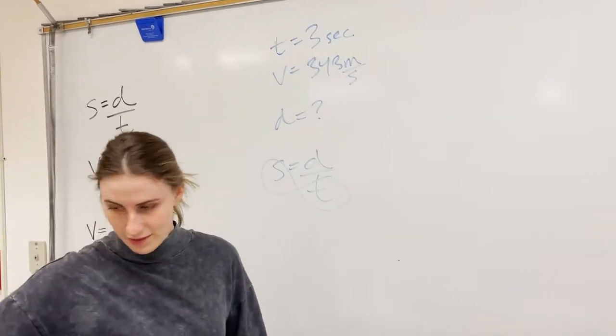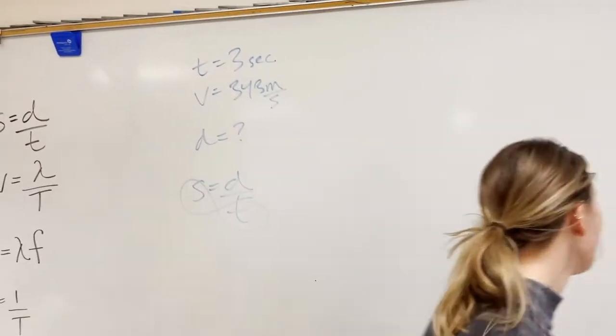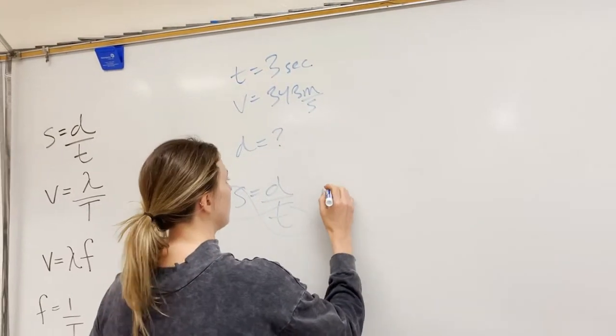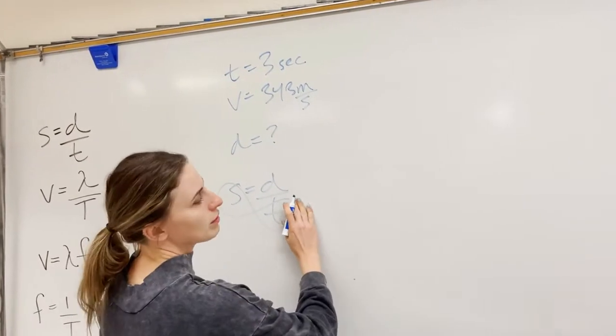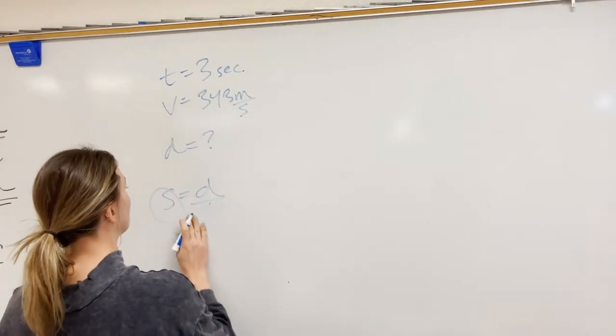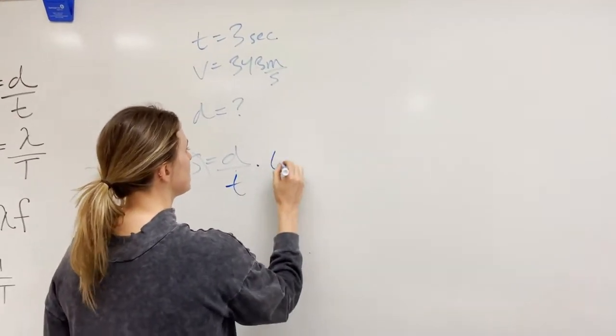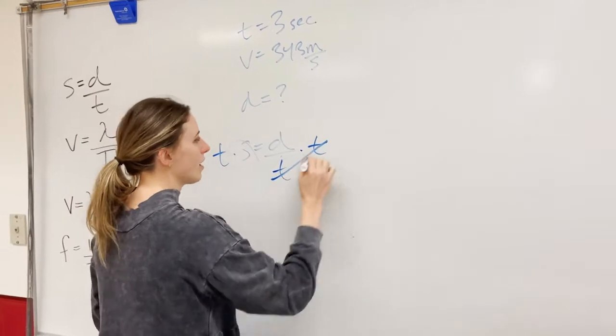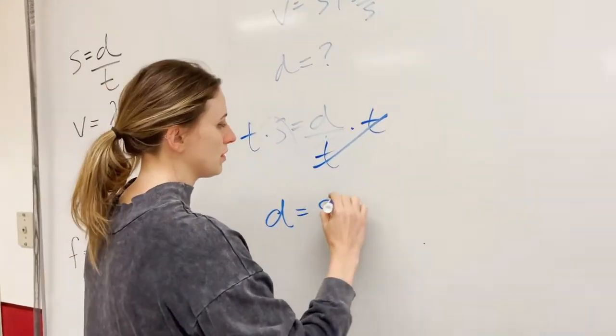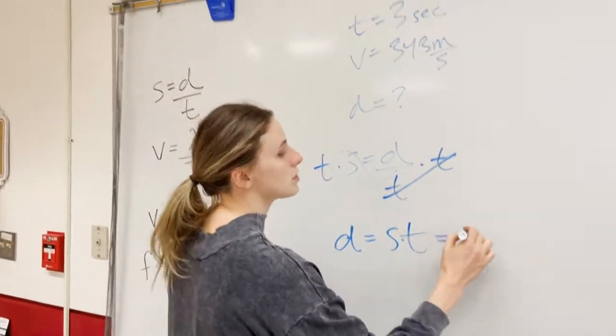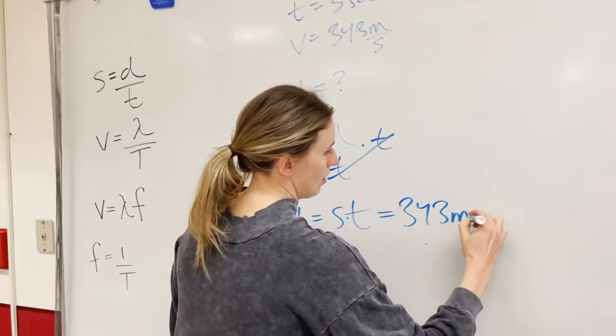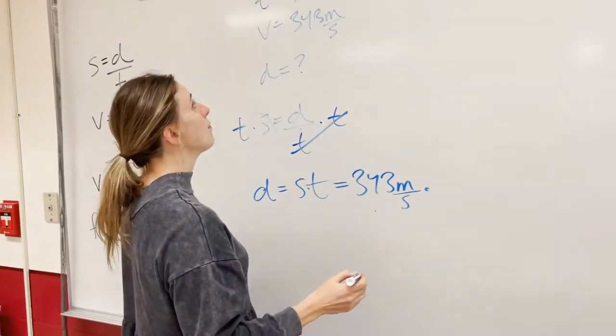I'm going to throw away this pen and grab my new blue one. And let's see here. So we want the distance, right? Okay, times t on both sides. Okay, and then distance equals speed times time. Our speed is 343 meters per second. Our time, 3 seconds.